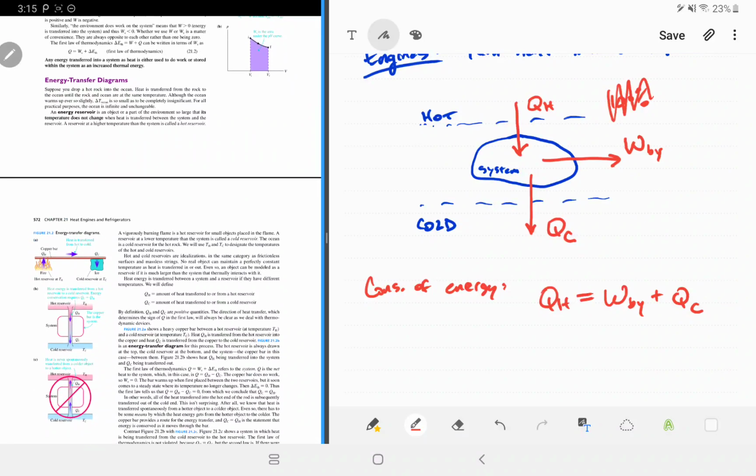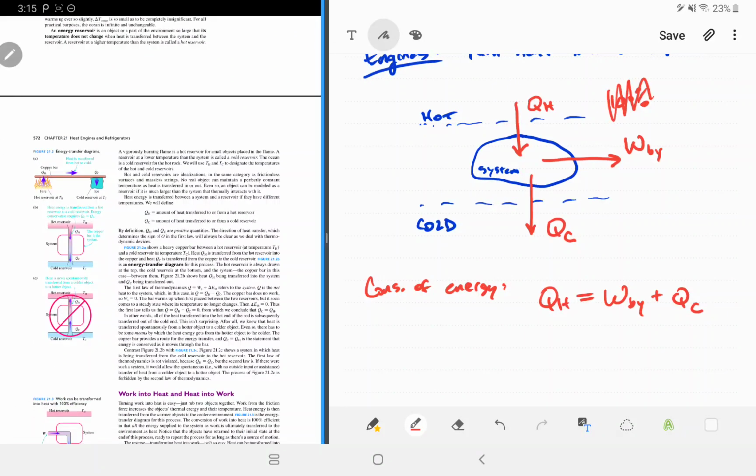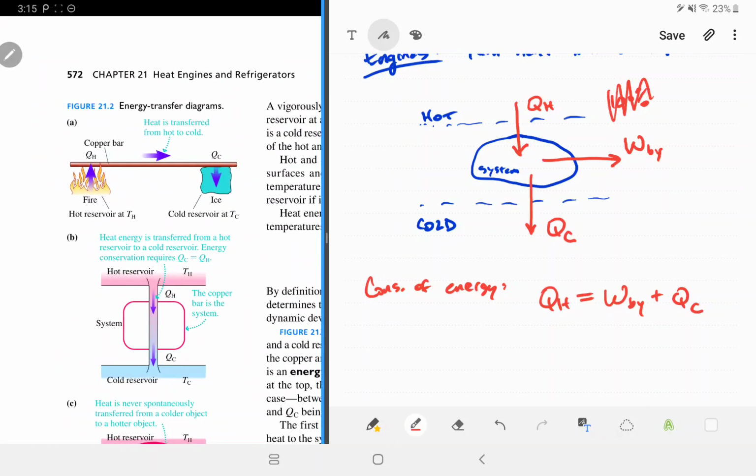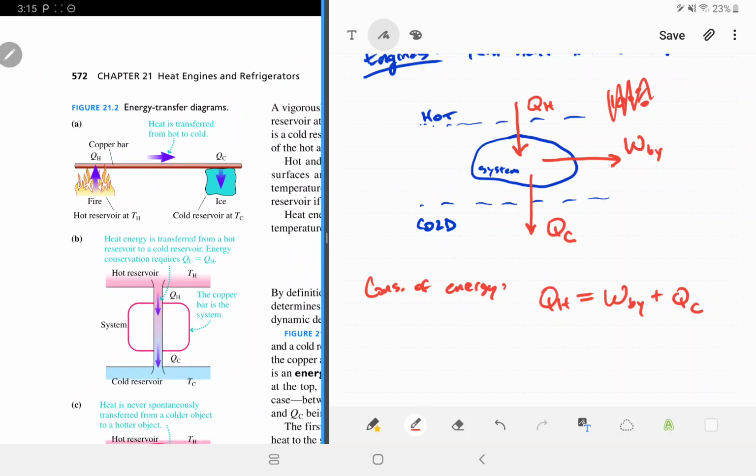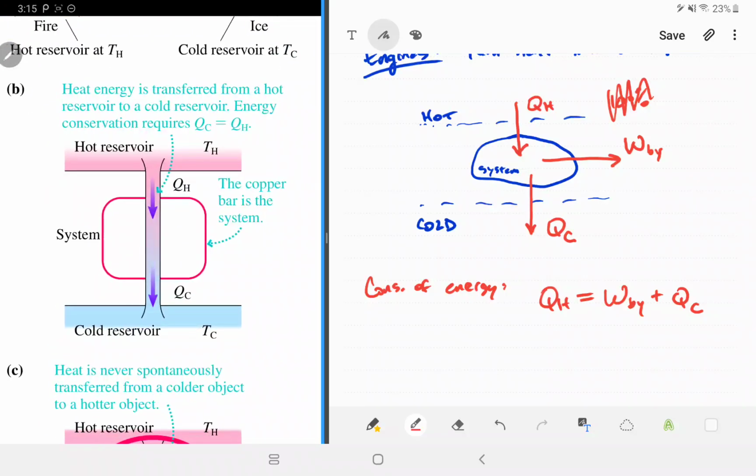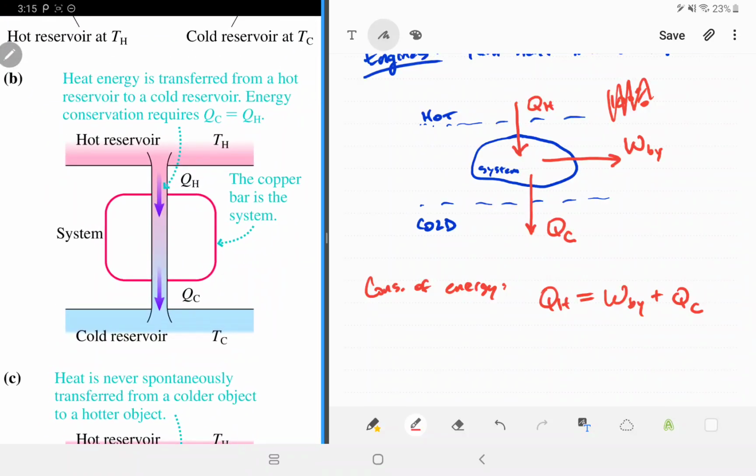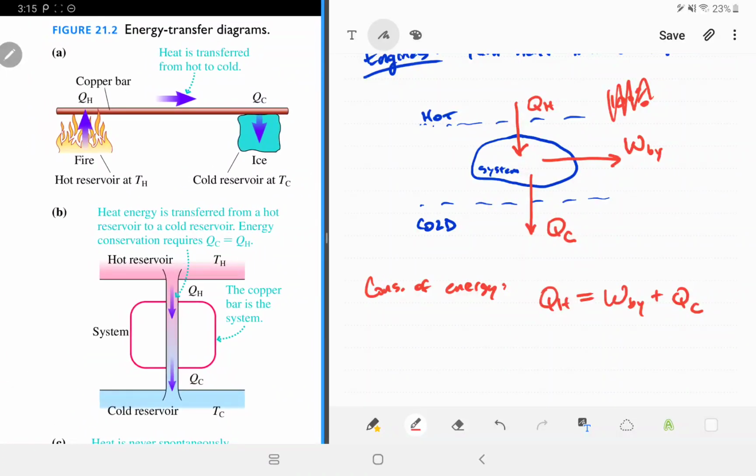So this is what your book is talking about in terms of energy transfer diagrams. If you don't fashion an engine at all, heat just normally flows from hot to cold. So you normally have this energy transfer diagram. All of the heat that went from the high temperature reservoir, from the hot reservoir, just goes straight to the cold reservoir. That's what happens if you don't make anything. That's just what nature naturally does.